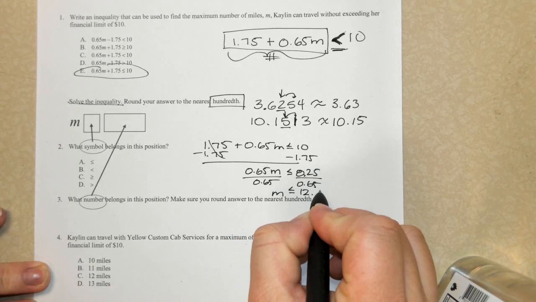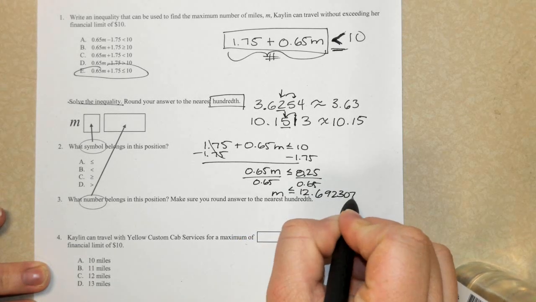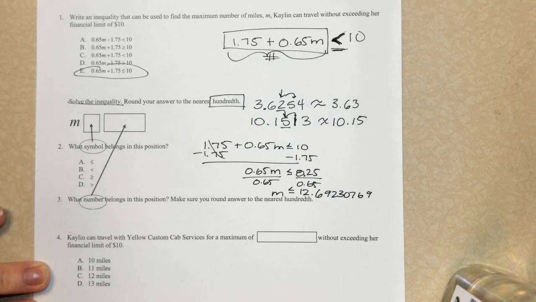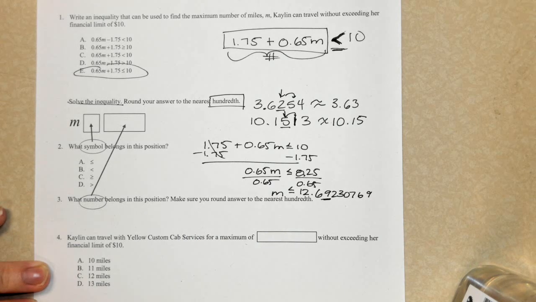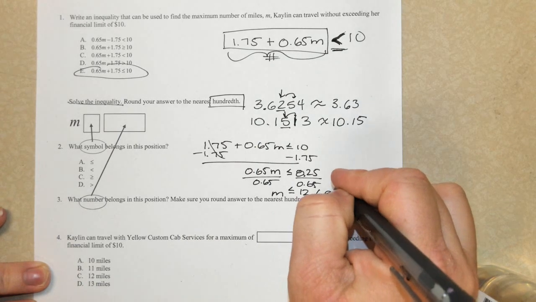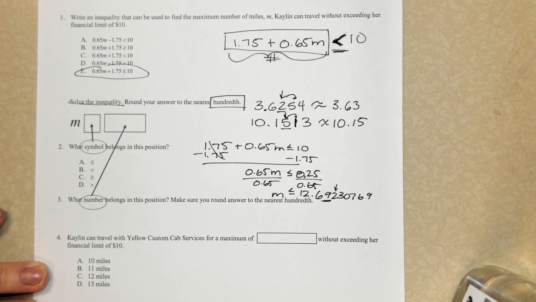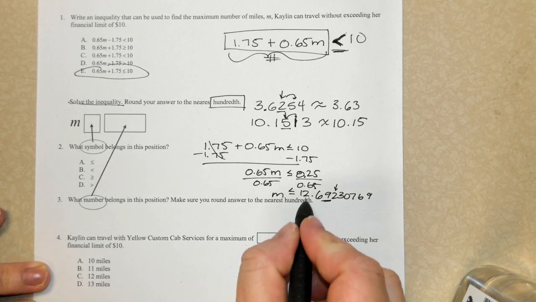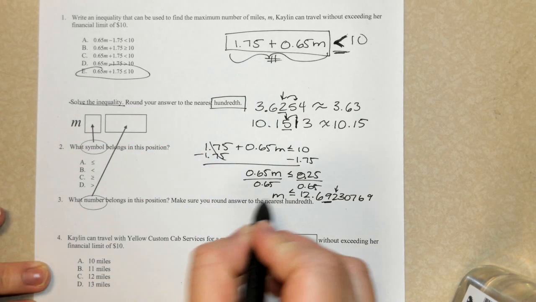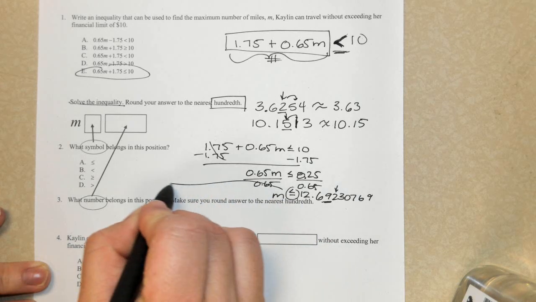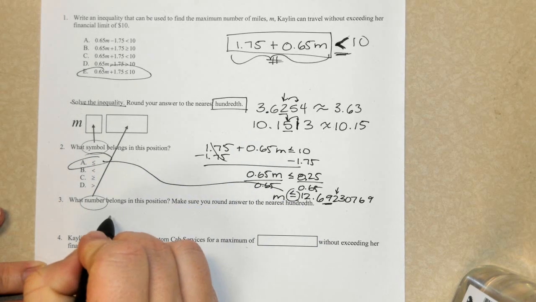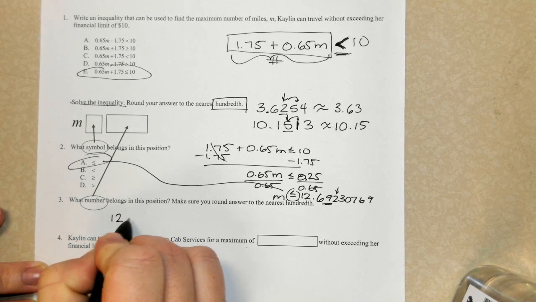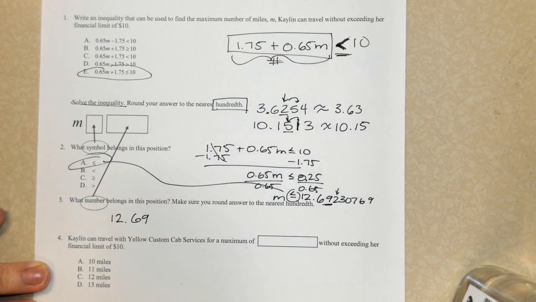So I'm going to write down the full answer that I'm seeing right now. When I round to the nearest hundredth, I'm focused on the second number to the right of the decimal, and the number after that says whether I keep it or round up. So my symbol is less than or equal to, which can be found in option A, and my answer is approximately 12.69 when we round to the nearest hundredth.